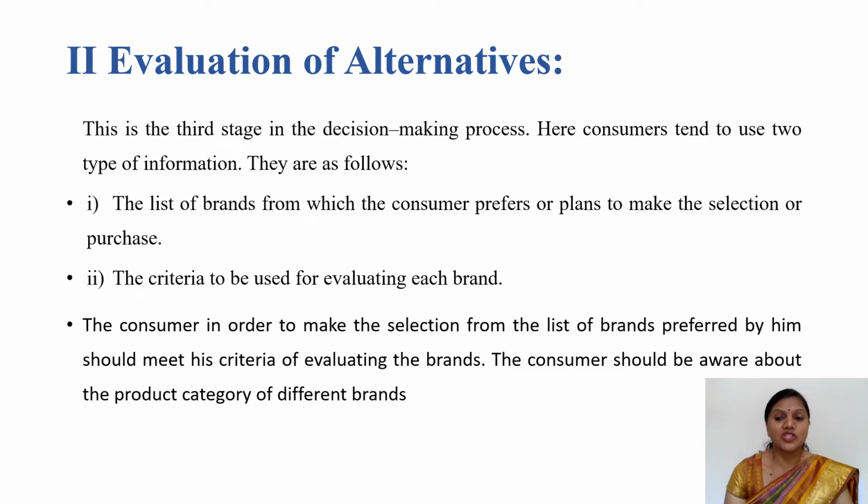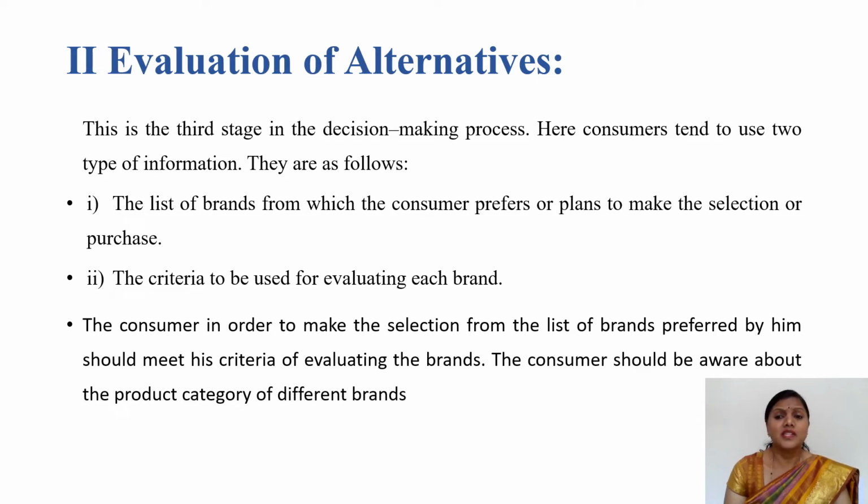Second one is evaluation of the alternative. So in the consumer decision making process, this is the third step actually. So we have already discussed in the previous class also. So first step is problem recognition. Second step is information search. Third one is evaluation of the alternative. But from today's class point of view, this is the second topic.